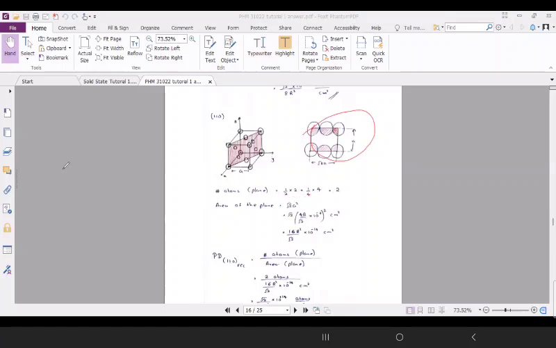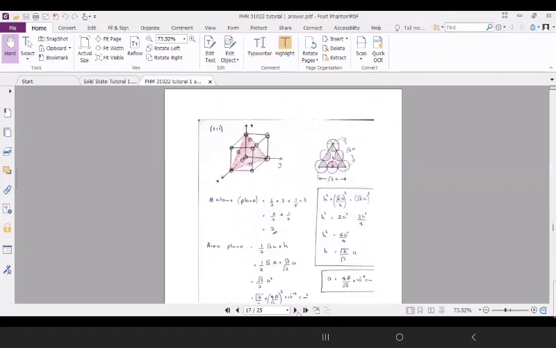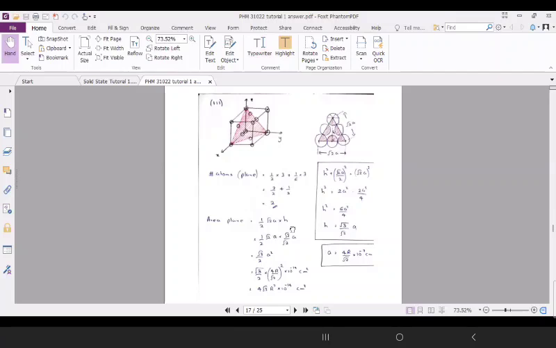Then again you have to get the area of the plane. If this is simple a, you can get this value as square root 2a using Pythagoras. So you can easily get the PD value of 110 for FCC. Then we will move to the next example for this face centered, that should be 111, right? So again the same thing happens here as well.